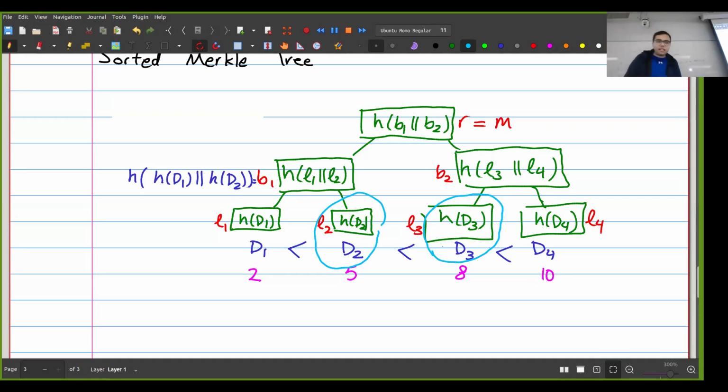So this is how we can prove that a particular value does not exist in a Merkle tree. If I just sort all of my values, and if I just prove the previous value and the next value.